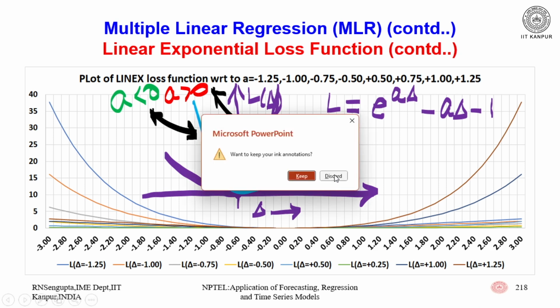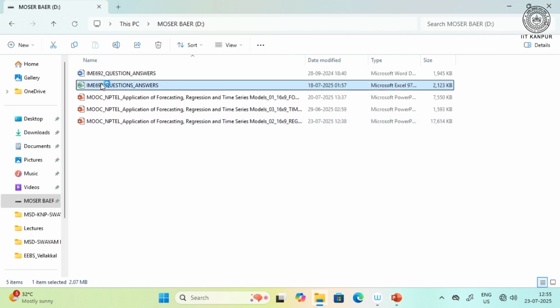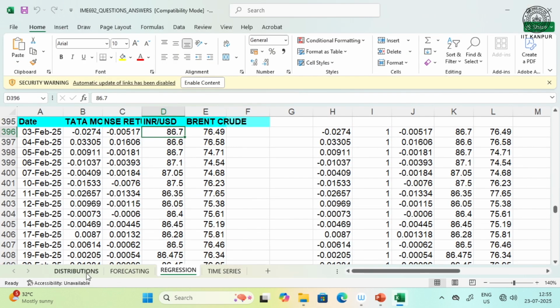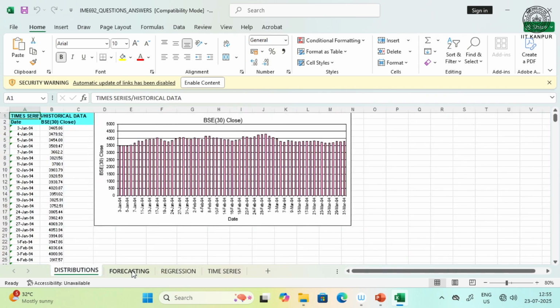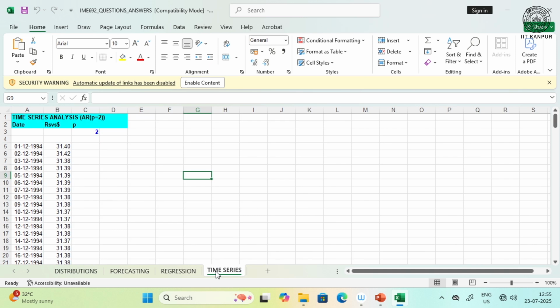So, I will now discard this and go back to the Excel sheet, and I will just save it in the format which, if you remember, in the actual Excel file, has one sheet for distribution, one sheet for forecasting, one sheet for regression, and one sheet for time series. But when the Excel files are shared, they will be shared with you separately: one for forecasting, one for regression, one for time series.